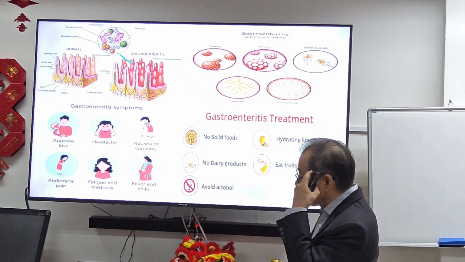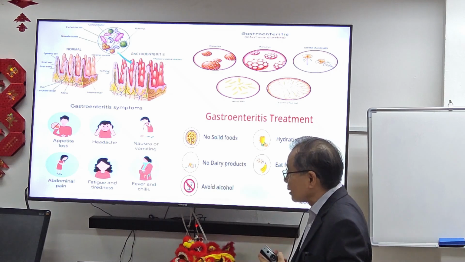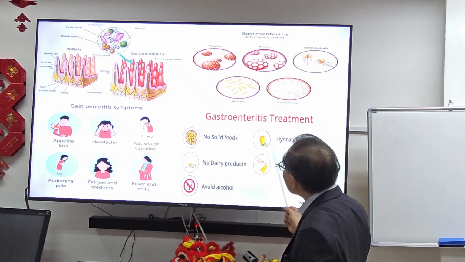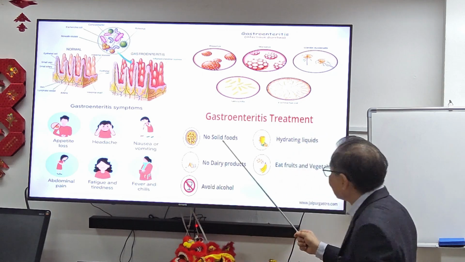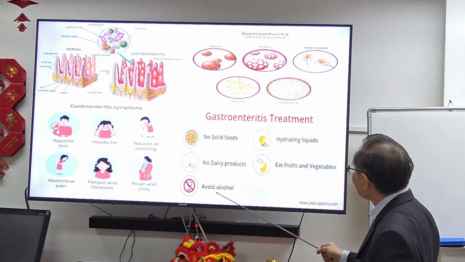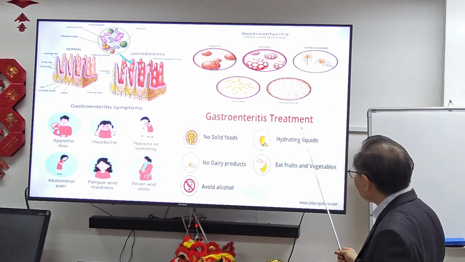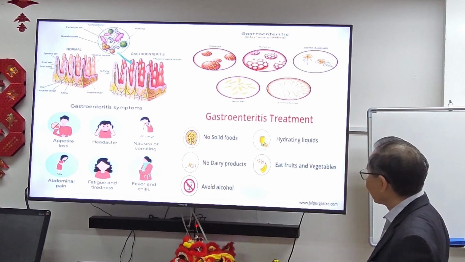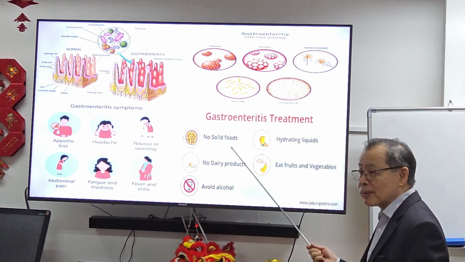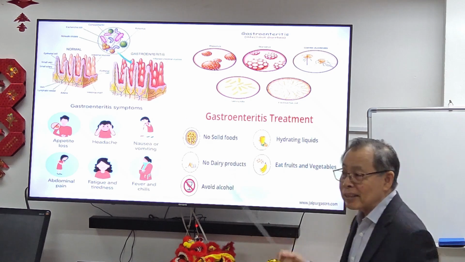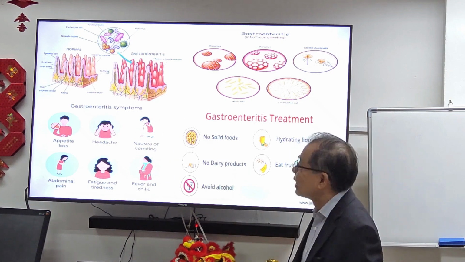Salmonella is a bacteria that is very commonly seen in infections. E. coli. The treatment: no gastric food, no dairy products, no alcohol, plenty of fluids, fruits and vegetables as you recover. It's a very simple thing, but it's something that affects a lot of people.